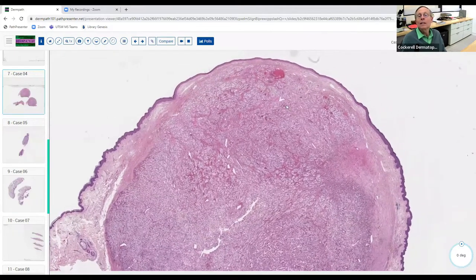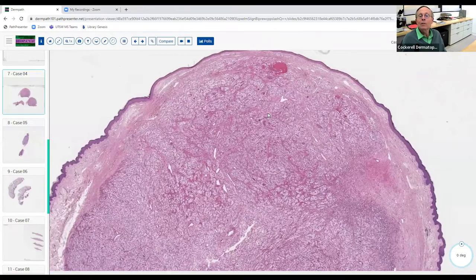Okay, so you think it's a neoplasm. Did you think it was epithelial or non-epithelial?